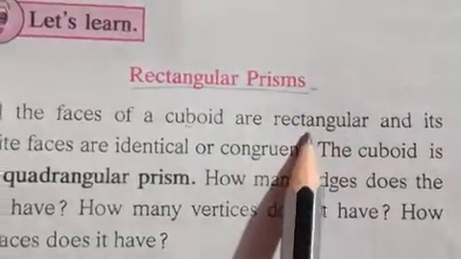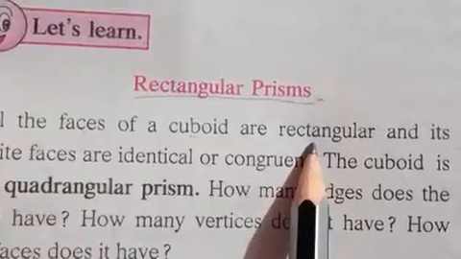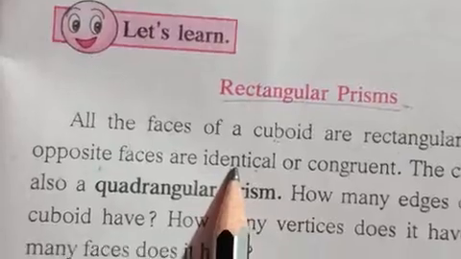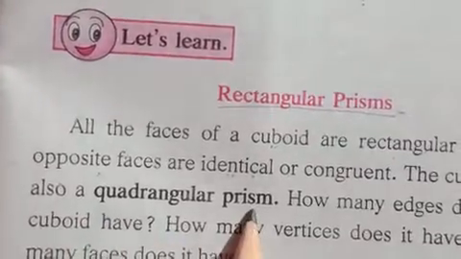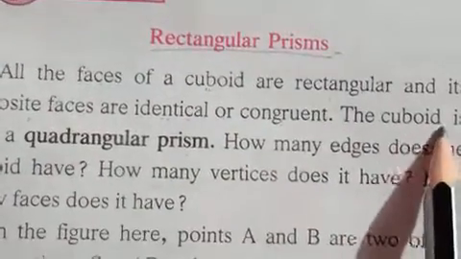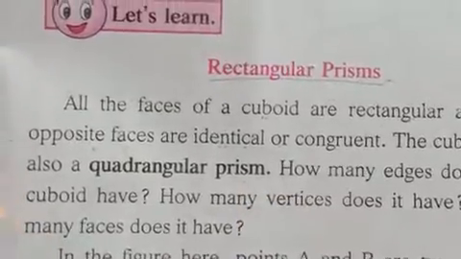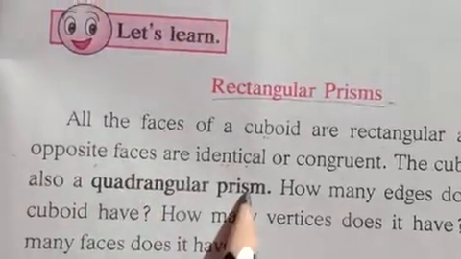All the faces are in what shape? Those are rectangular, and its opposite faces are identical. Identical means similar, or congruent, that is exactly the same. So opposite faces are identical. All the faces of a cuboid are rectangular and its opposite faces are what? Identical, that is, the same. The cuboid is also a quadrangular prism.